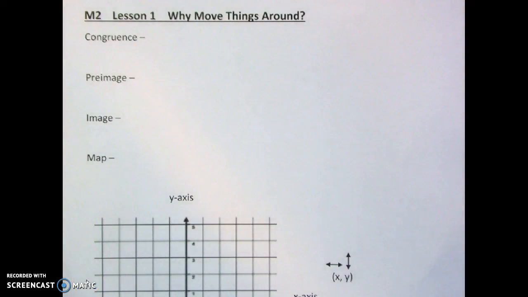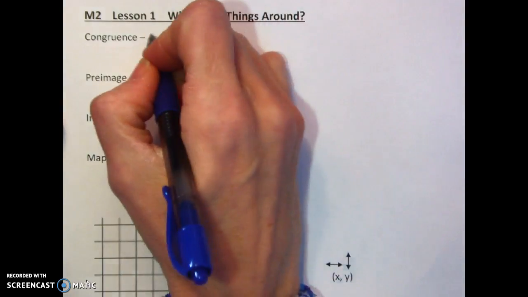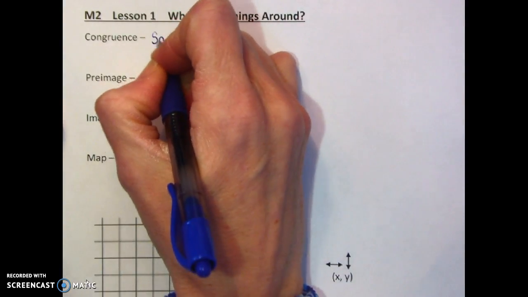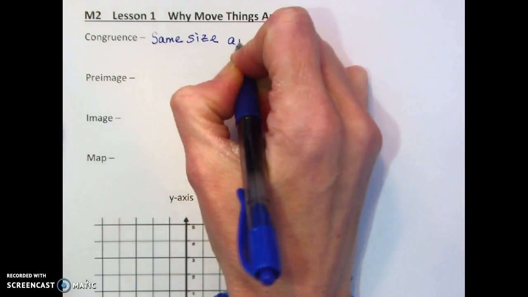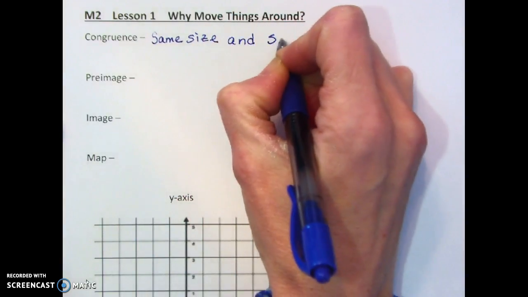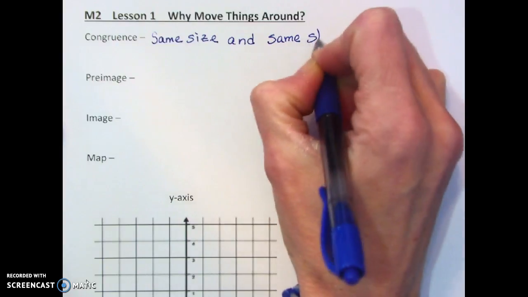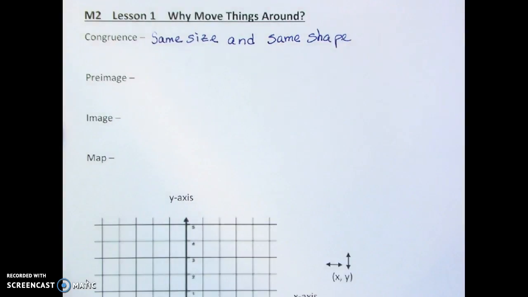Module 2, Lesson 1, Why Move Things Around. A couple definitions here to start out with. Congruence means basically the object is the same size and same shape. You have a duplicate, an exact duplicate.